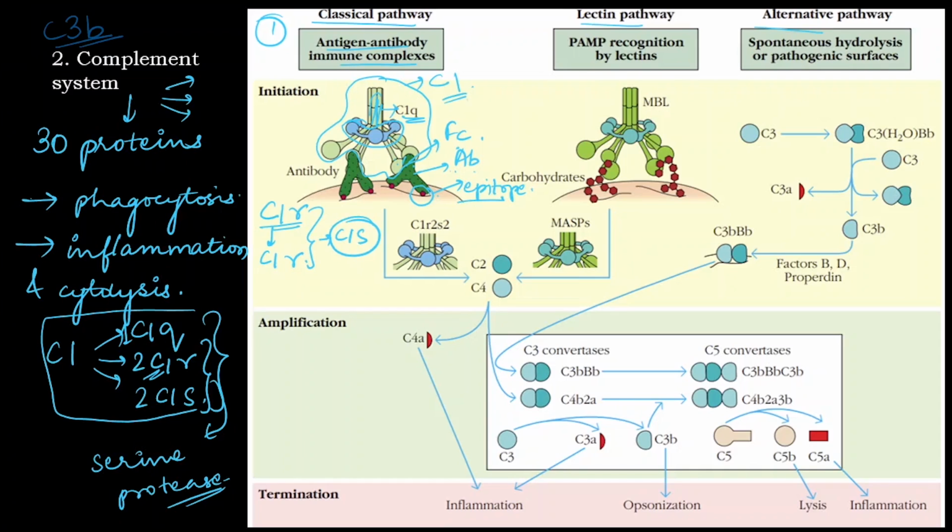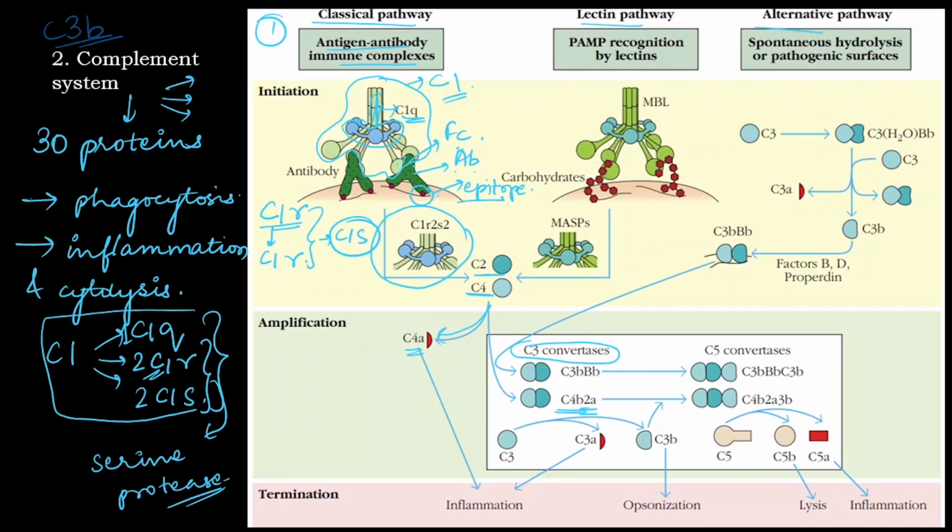Now C1s, its substrates are C2 and C4. Here we can see another diagram showing that C1s will cleave the C2 and C4 molecules. We can see that it is cleaving C4 into C4a and C4b. C4b and C2a both combine together to form the C3 convertase enzyme.